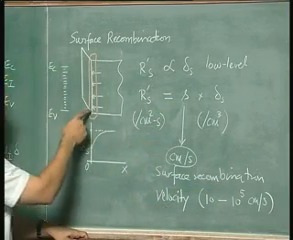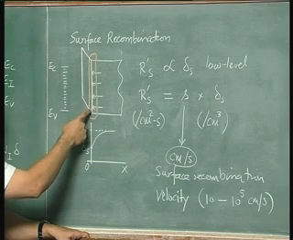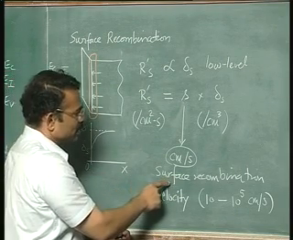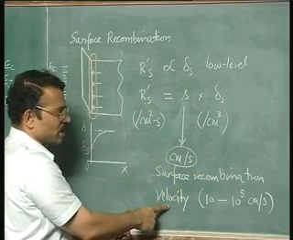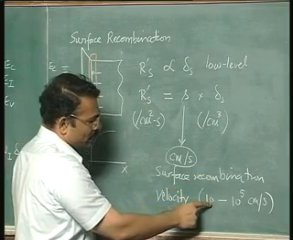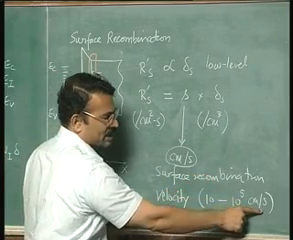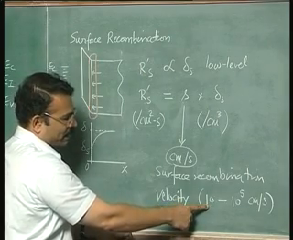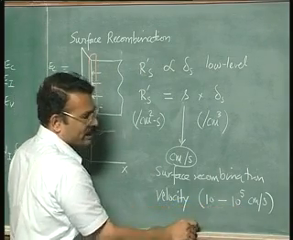So the excess carrier recombination at the surface is characterized by this particular velocity called the surface recombination velocity. Its value ranges from 10 to 10 power 5 centimeters per second. A low value represents a very clean surface, whereas a high value represents a very bad surface.